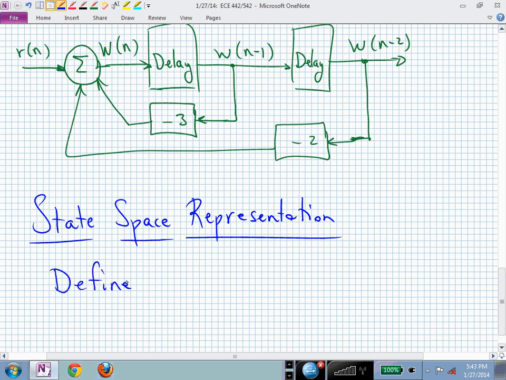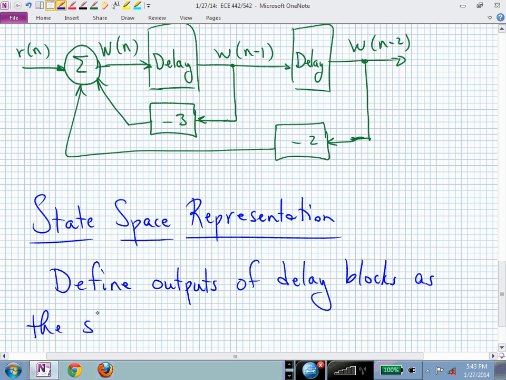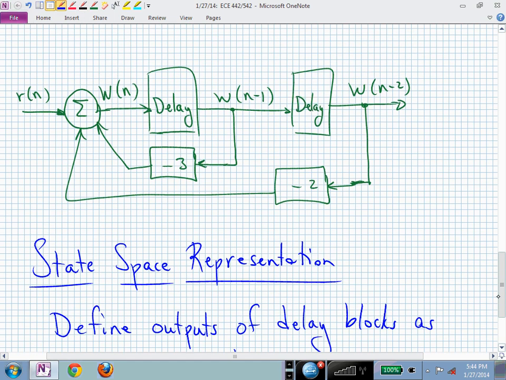And to do that, I can define the outputs of the delay blocks as my state variables. Meaning I'm going to now label this one, just because a lot of times that last one coming out is our output. So let me just call that x sub 1 of n.